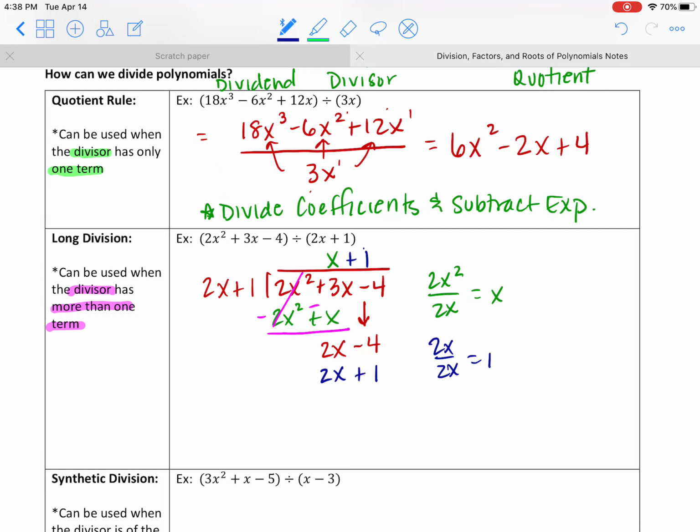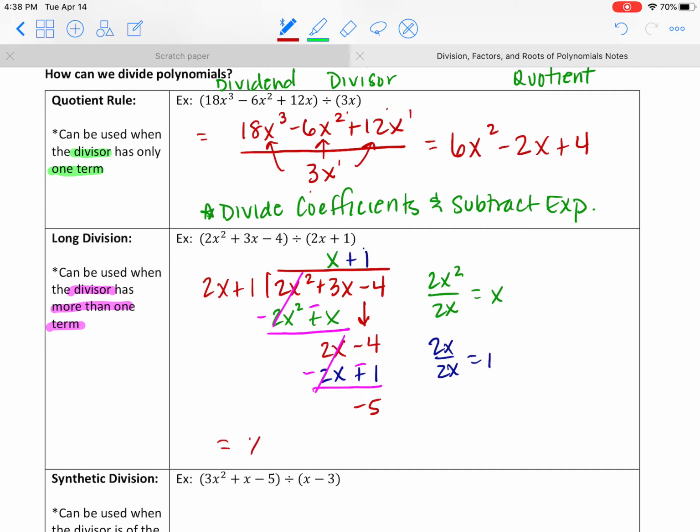Now I have to subtract that. I'm going to draw my line here. Subtract that, subtract that. 2x minus 2x cancels, and negative 4 minus the 1 gives me a negative 5 here. And since there's nothing left to bring down, that makes negative 5 the remainder.